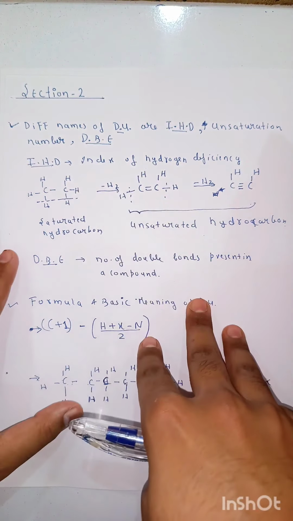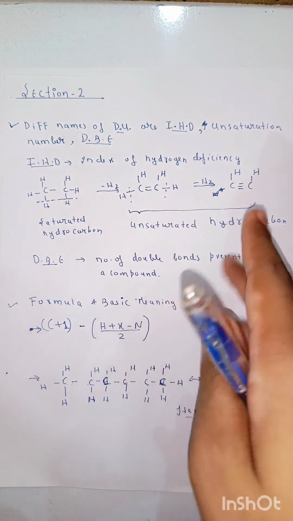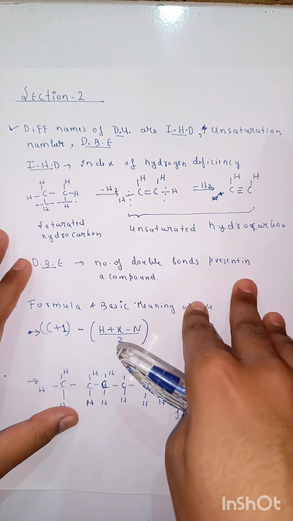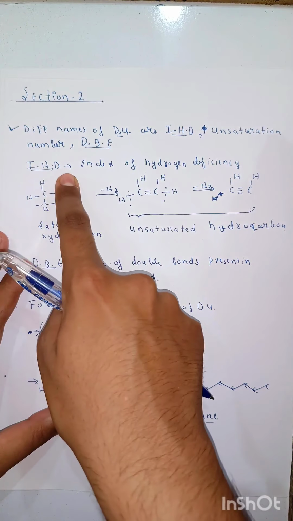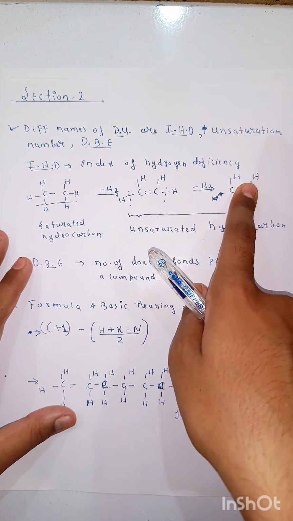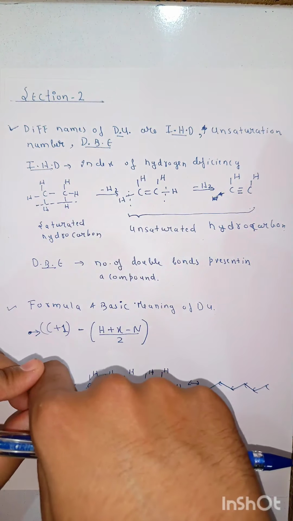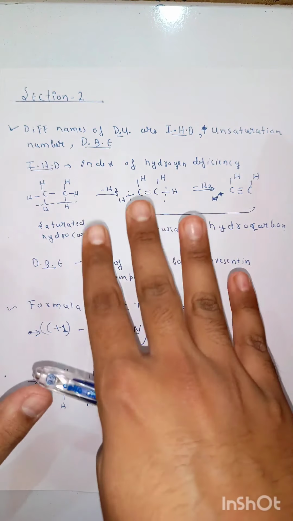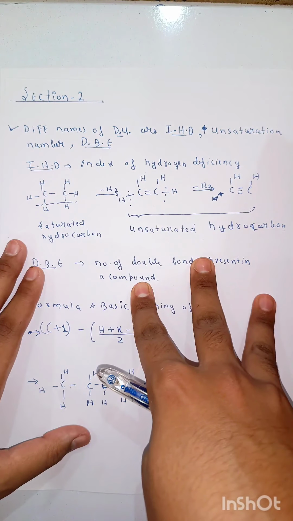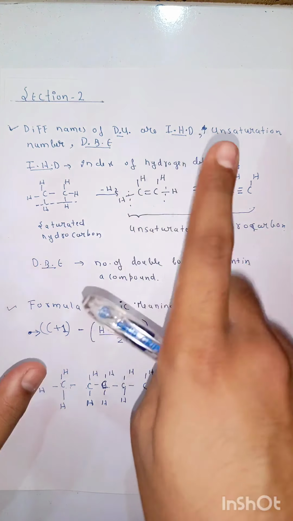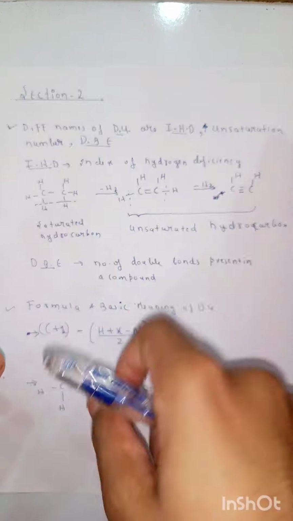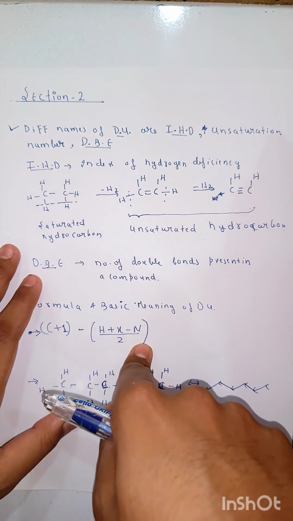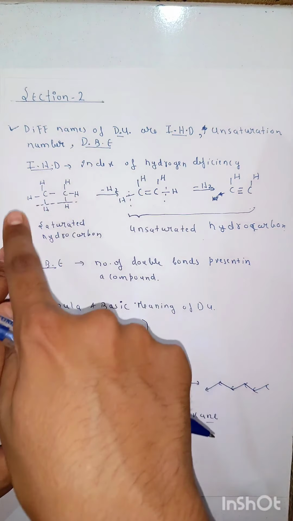These are the other names of degree of unsaturation. Let us understand what the name actually represents, what they are indicating. IHD, index of hydrogen deficiency. One of the names of DU is IHD. So this clearly gives an idea that degree of unsaturation is actually the index of hydrogen deficiency in a compound. How much less hydrogen the compound is having. As an example, let us quickly go through this example.